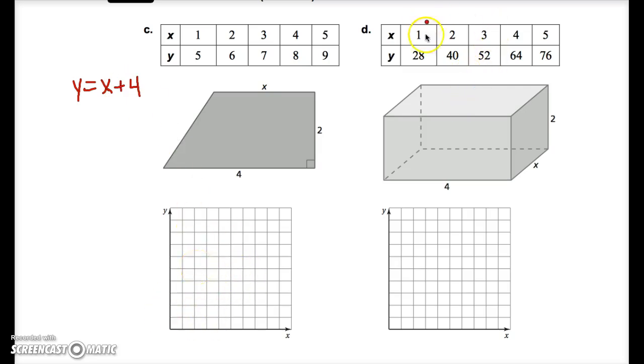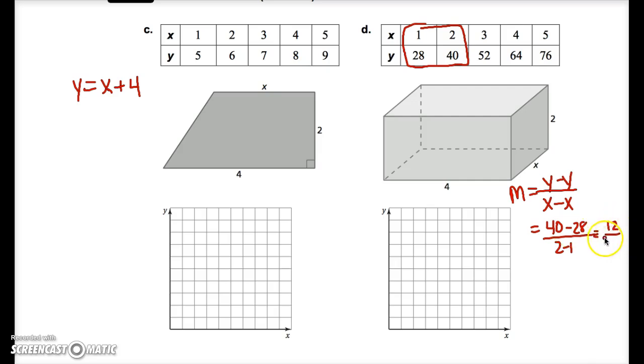Let's look at D. How do you get from 1 to 28, 2 to 40, 3 to 52, and so on? Well, as I do this, one thing I want you to remember whenever we write our equations, remember your slope is the number in front of the x. And one way to find that is your change in y's over change in x's. So let's say I pick these 2 points right here. If I subtract my y's, 40 minus 28, and subtract my x's, 2 minus 1, 40 minus 28 is 12. 2 minus 1 is 1. So your slope would be 12.